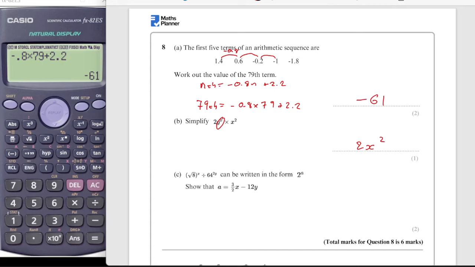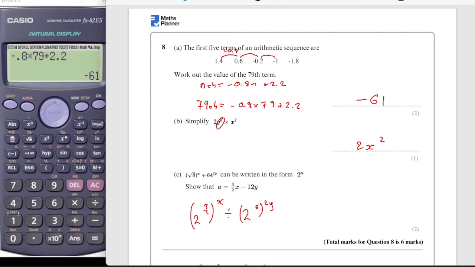Right, so I want all of these as powers of 2. So first of all, the cube root of 8 is going to be equal to, well, 8 is 2 cubed, so that's going to be 2 to the 3 over 2 times by x, and I want to divide that by, well, 64 is going to be 2 to the power 6, so 2 to the power 6 to the power 2y.